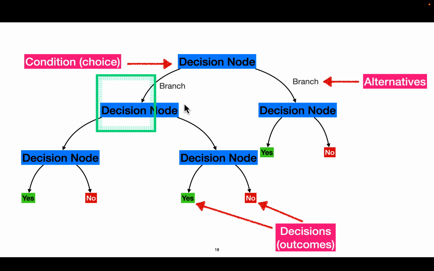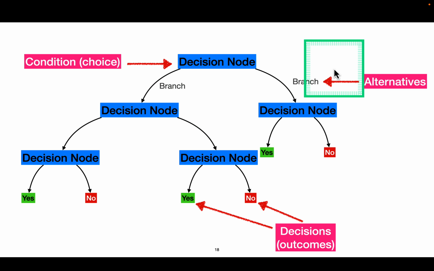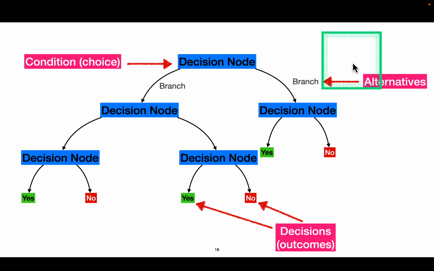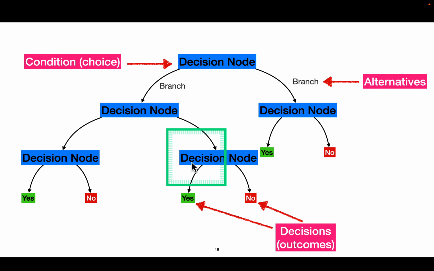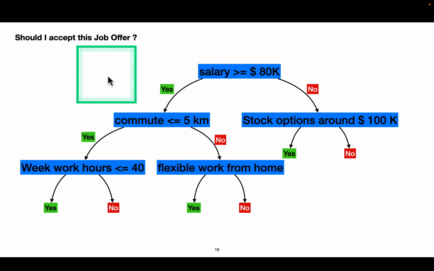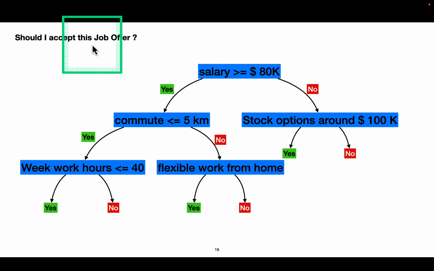For example, you have a table with multiple rows, and then you have a house price which you want to predict. So it will be the number of rooms, the total area, and all those things, whether you should buy or not, some decision like that. So it will become more clear from this example. For example, should I accept some job offer?